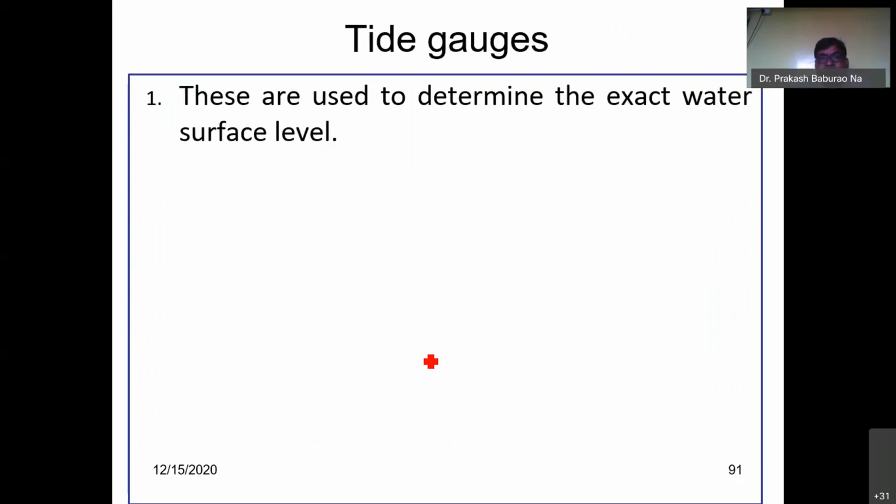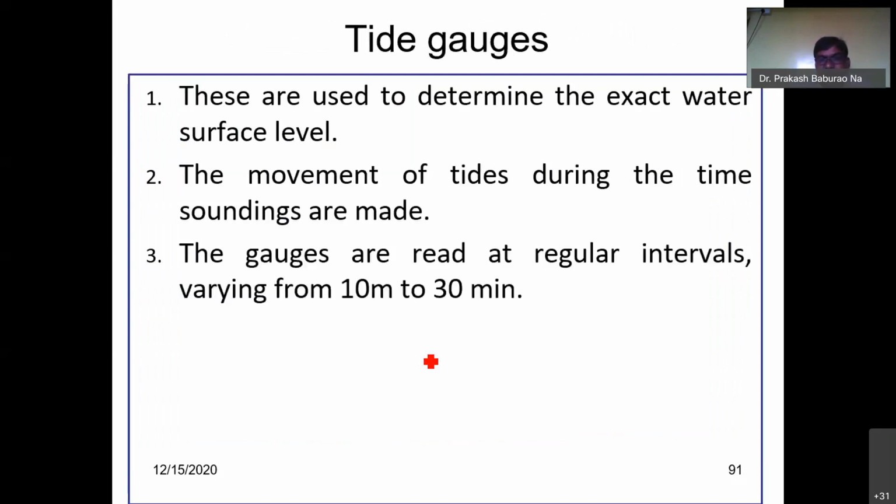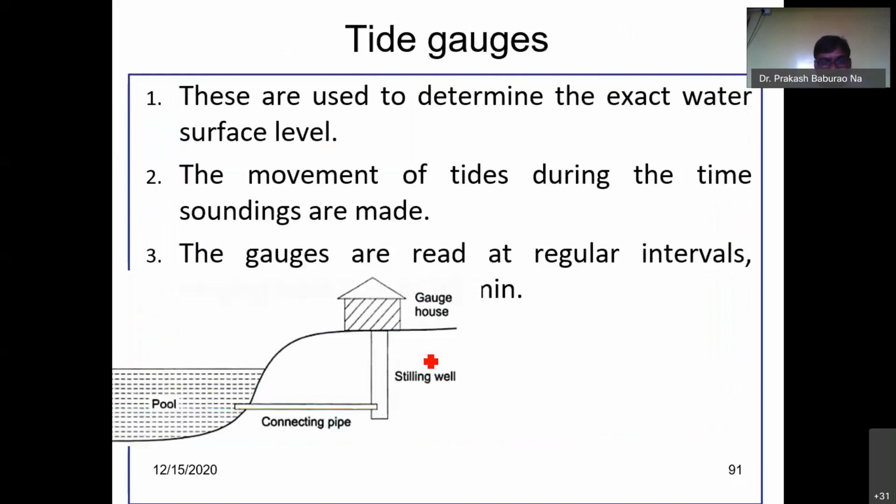These are used to determine the exact water surface level and the movement of tides during the time the soundings are made. Gauges are read at regular intervals, varying from 10 to 20 minutes. This is actually the position. This is the pool of water. A gauge house is installed, with a sealing wedge placed and a connecting point, and you will be getting the information about the tides.